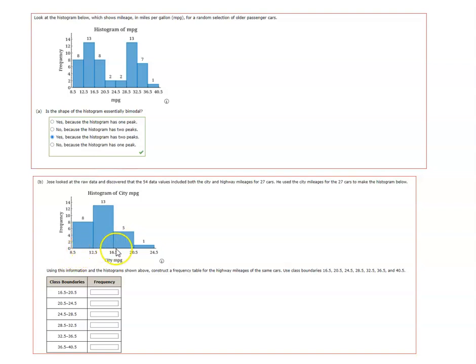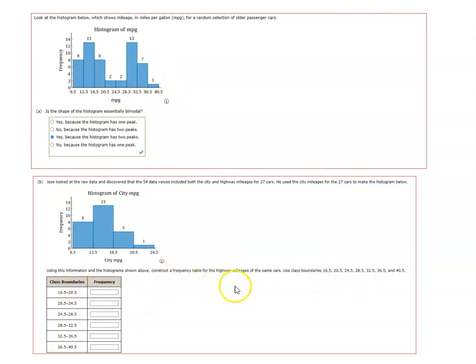He found that for city driving, 24.5 miles per gallon is the highest, so there were only 4 ranges. If you add these up, you get 27, because the original one was 54. So 27 of them are city. It says, use the information and the histograms shown above to construct a frequency table for the highway mileages of the same cars, and use these boundaries.